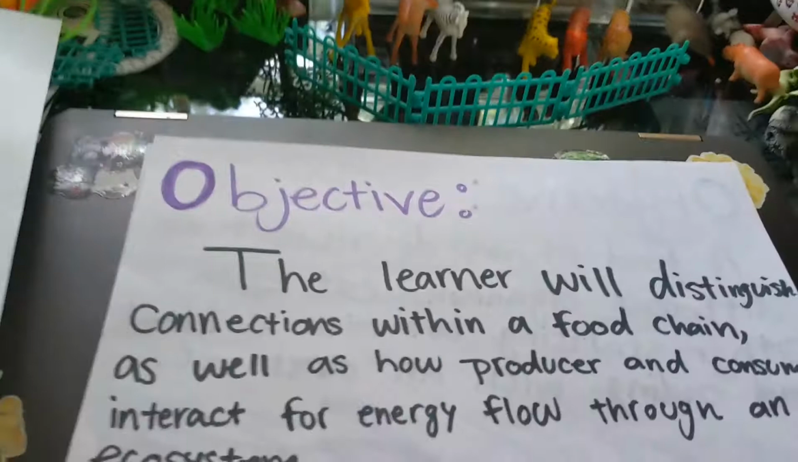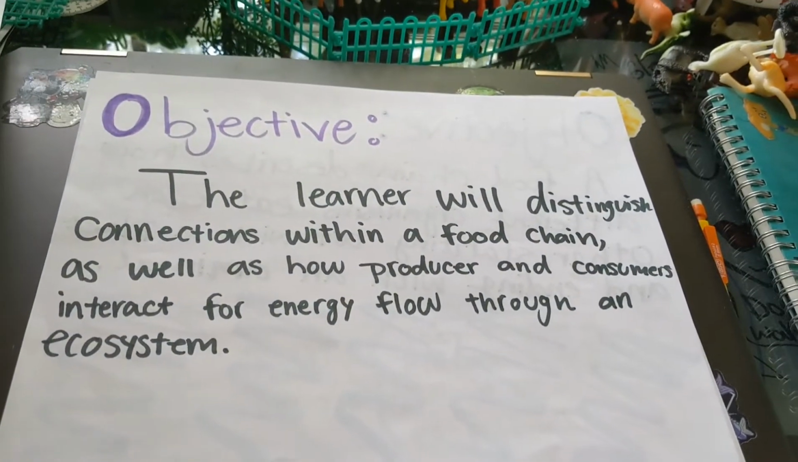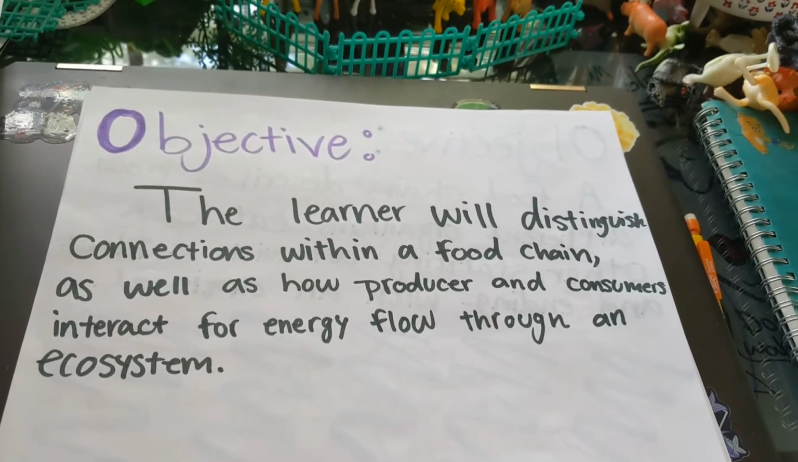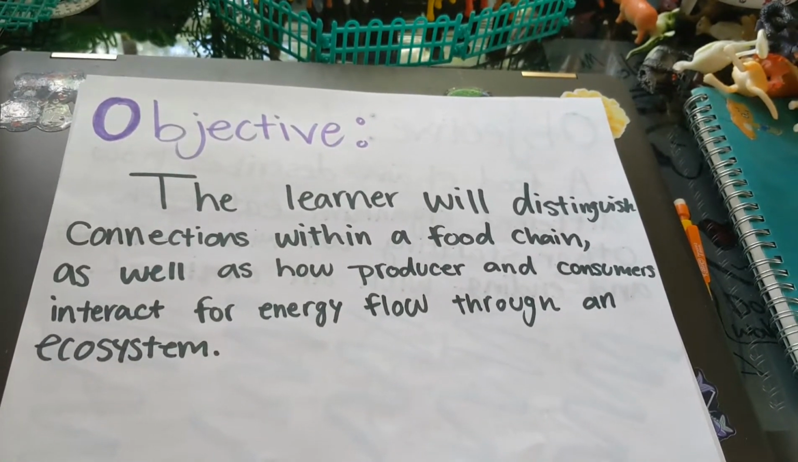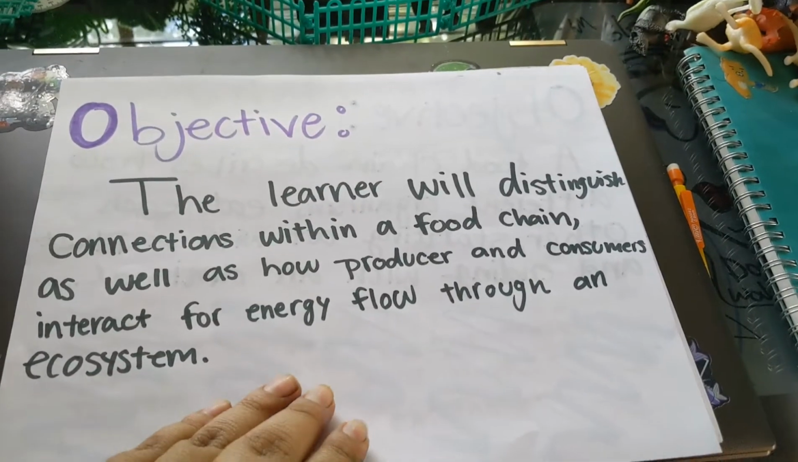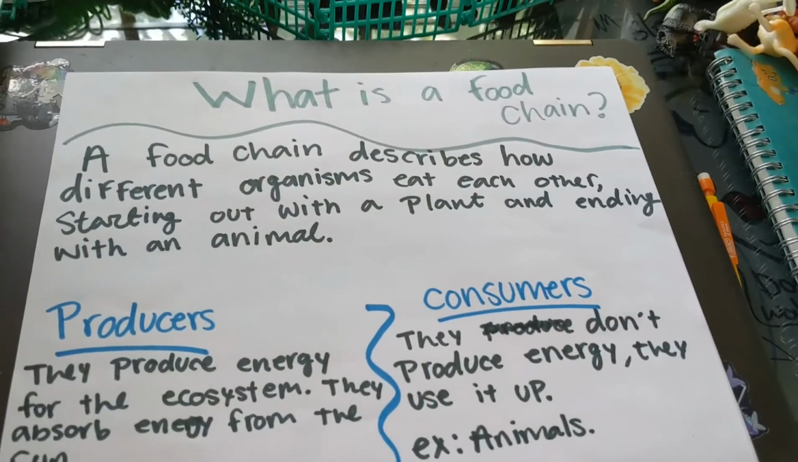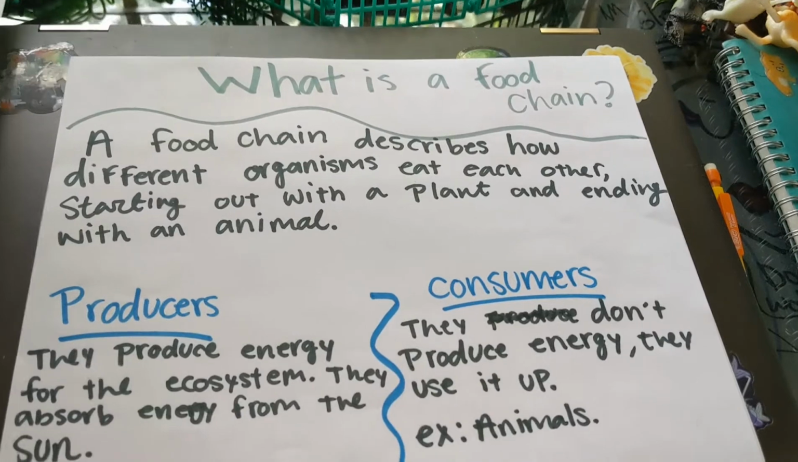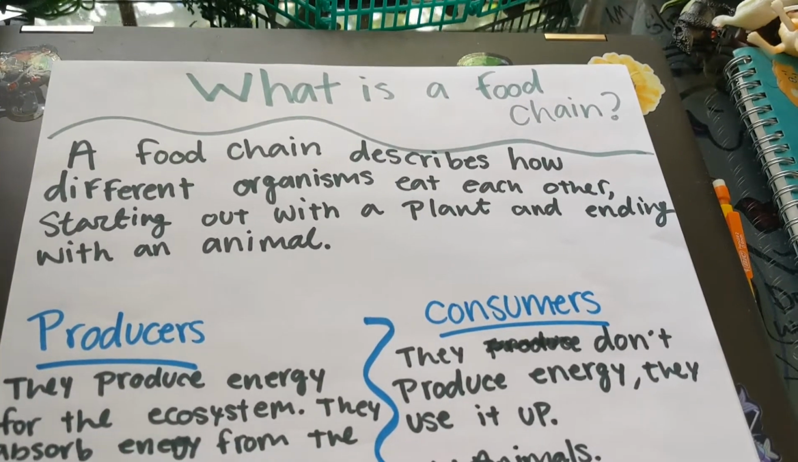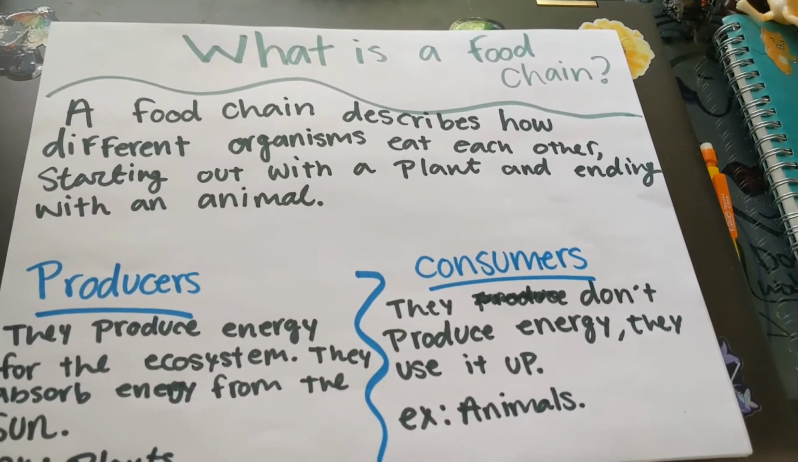So, our objective. Our objective is the learner will distinguish connections within the food chain as well as how producers and consumers interact for energy flow through an ecosystem. Okay, so what is a food chain? A food chain describes how different organisms eat each other, starting out with the plant and ending with an animal.